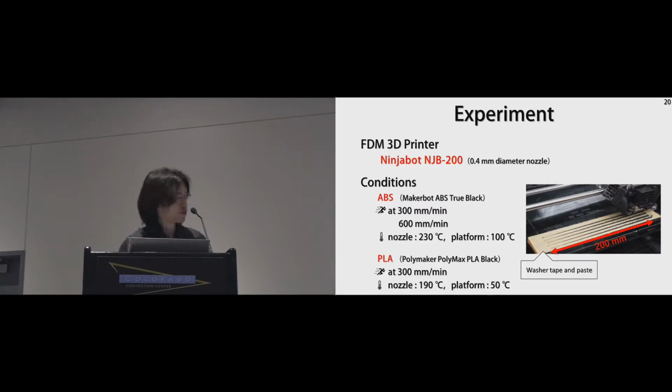Okay, this is our experiment setup. We used a Leapfrog-based FDM printer, and we used two conventional materials, ABS and PLA, and set the temperature of the nozzle and platform to the recommended value. The printing speed was 300 millimeter per minute, but in ABS, we also used 600 millimeter per minute to observe the effect of the printing speed.